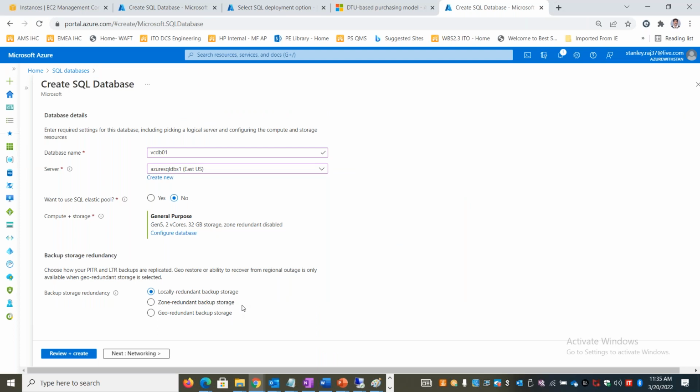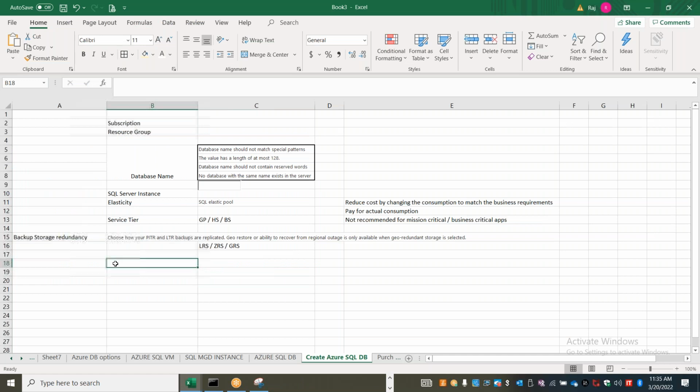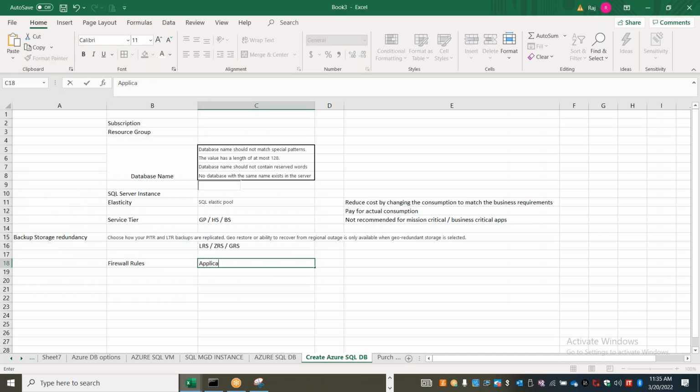Okay, so next option, I'll go with the networking. Here you also have the option to add the IP addresses or range of systems that will access this. In firewall rules, generally we will allow the application IP address and the management server IP addresses. If the database administrators are connecting from different systems, or if they want to manage using SQL Server Management Studio from some specific systems, you can add those server IP addresses.